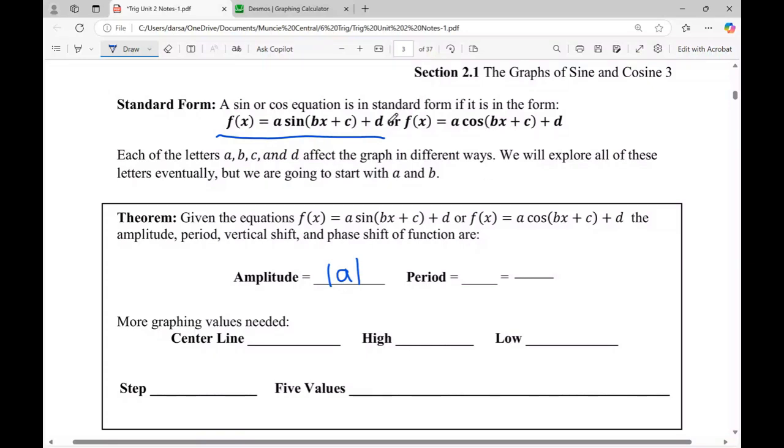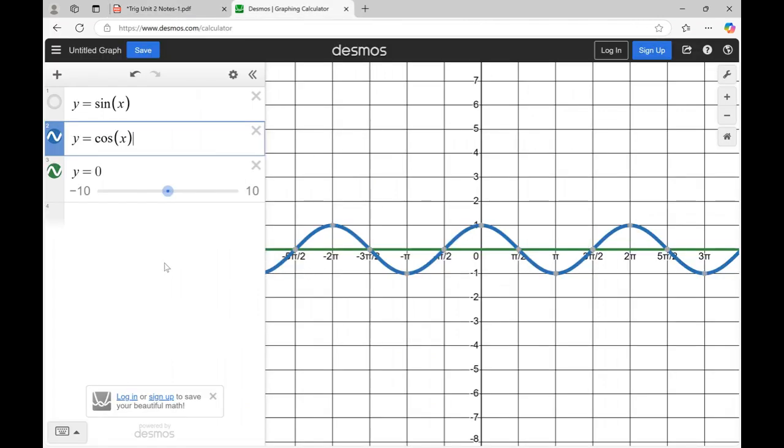Let's see how changing the letter D on a sine or a cosine graph is going to change the graph as we look at it. So right here, you can see I have a cosine graph. I've also highlighted the x-axis in green so that we can really see where all of those middles are. So remember, a cosine graph starts high. So you have high, middle, high, and it repeats and repeats and repeats.